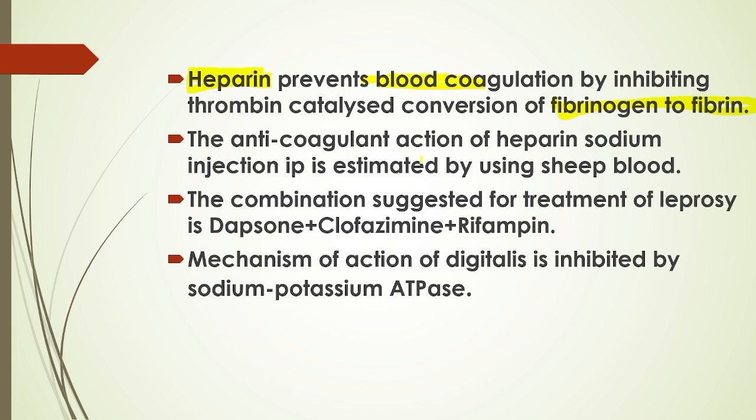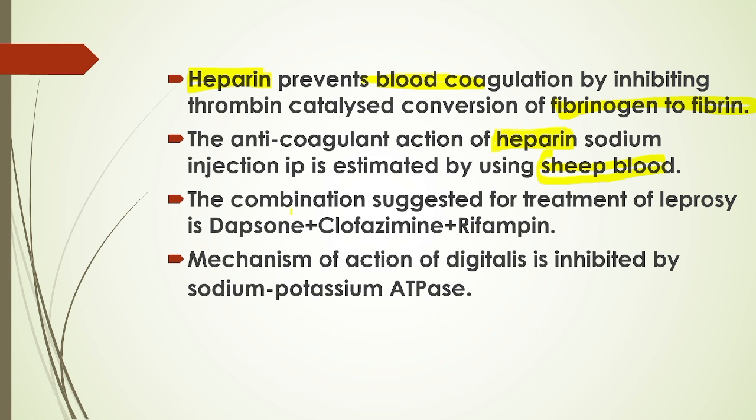Next, the anticoagulant action of heparin sodium injection IP is estimated by using sheep blood, okay. First we know heparin acts as an anticoagulant, but how can the chemical heparin sodium injection act as an anticoagulant? How can you determine? We can determine by performing the IP test against sheep blood. By using the sheep blood we can determine the capacity of the heparin sodium injection, okay.